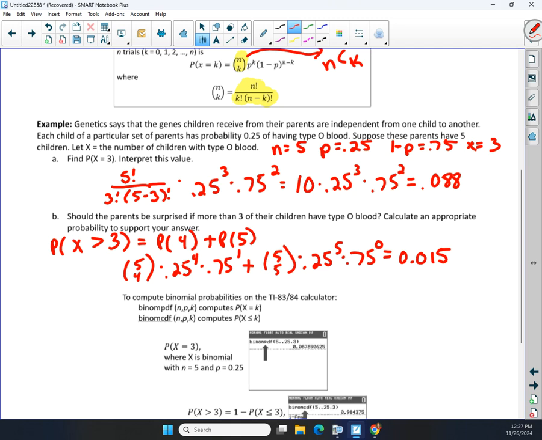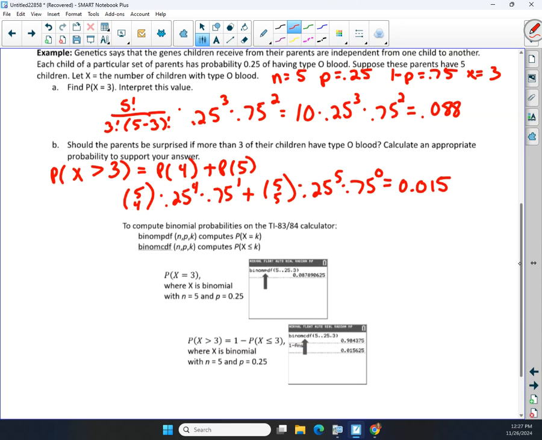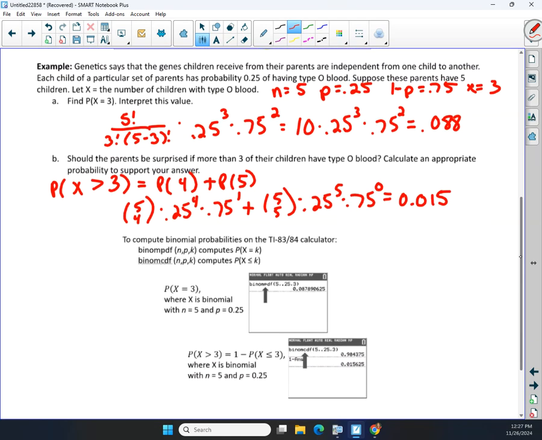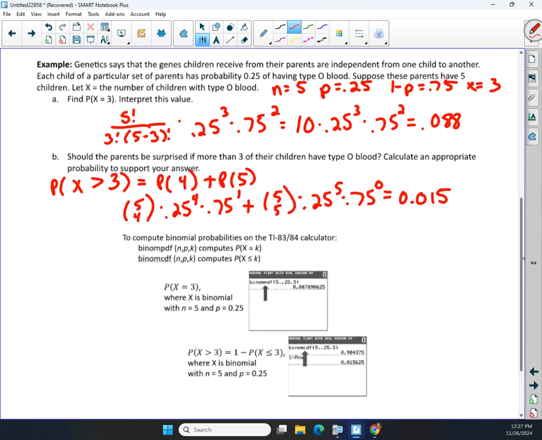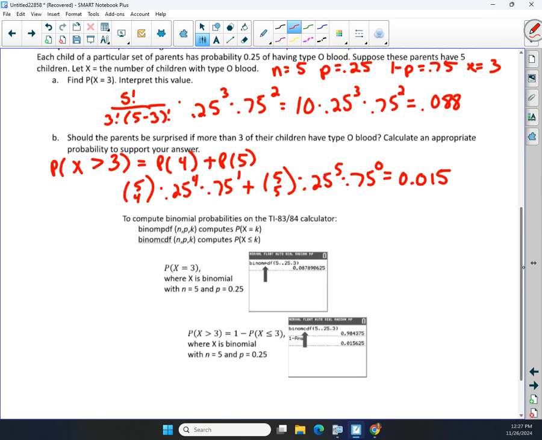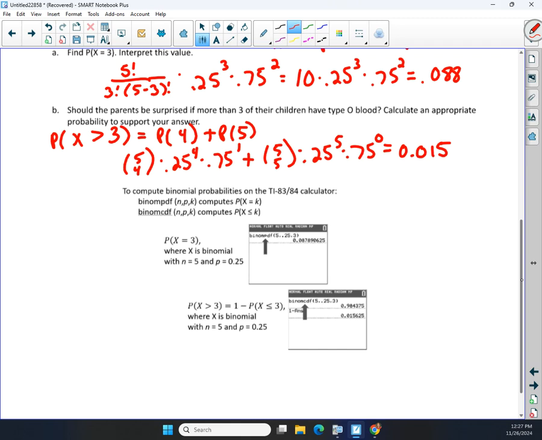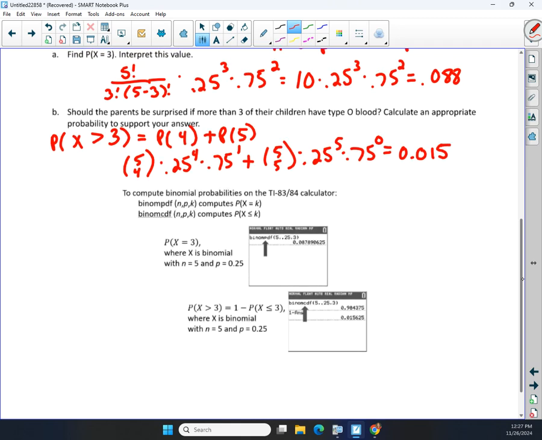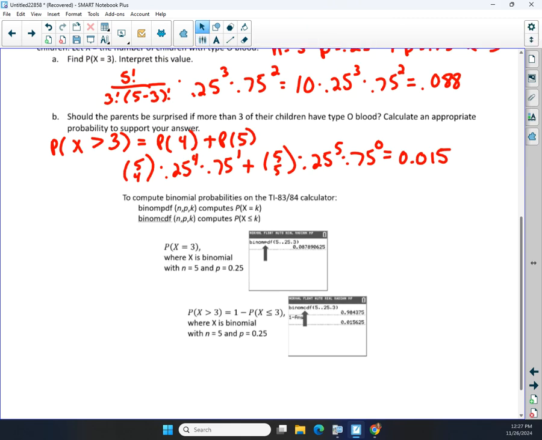So can you support this? It says yes, there's only a 1.5% chance of more than 3 children having type O blood. You can do this whole thing in your calculator. You will have, I promise, some multiple choice questions or some places where you have to understand the formula for binomial, but if it just asks for the probability in a free response question, you can use your calculator. And I've got screenshots there.